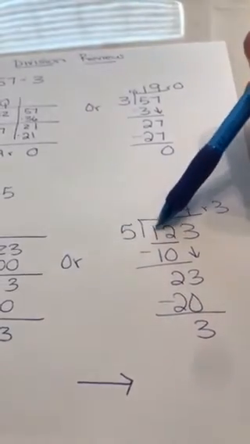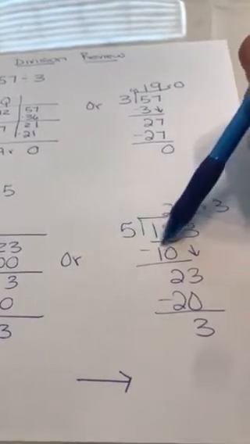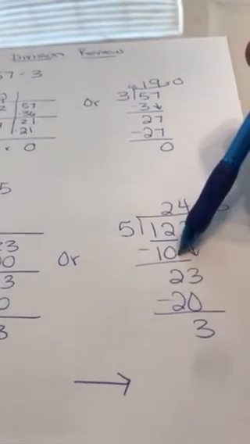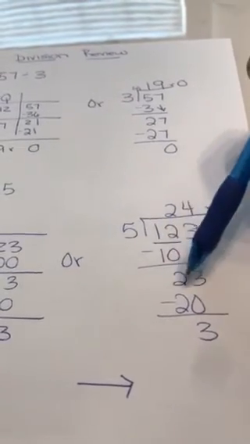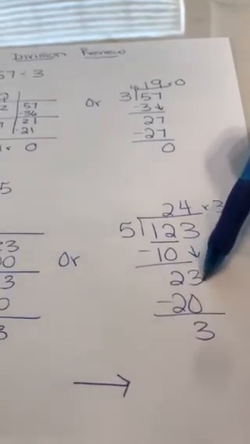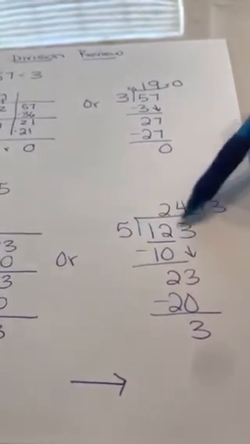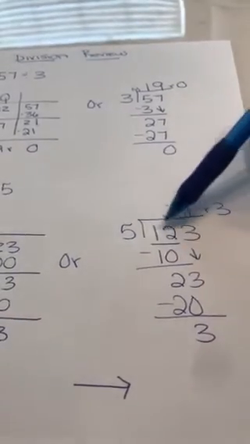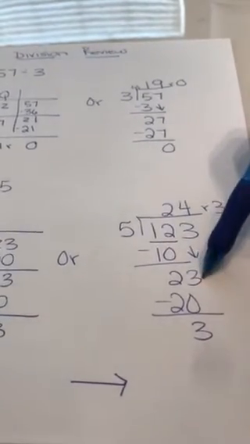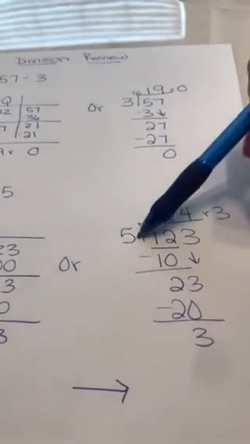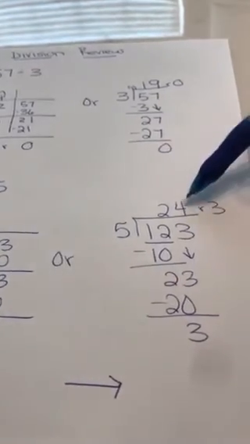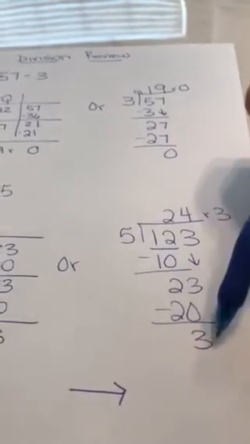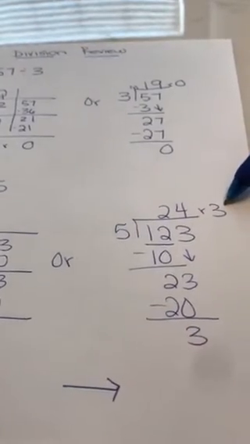we know that 5 cannot go into 1, but I know that 5 can go into 12 2 times. 2 times 5 is 10. I subtract, I'm only pulling down the 2 and then the 3. This 123 now has changed to 23. So I'm no longer looking at this number, I'm looking at the 23. So what number times 5 gets me close to 23? 4 does. 4 times 5 is 20. I subtract, there's my remainder, 3.